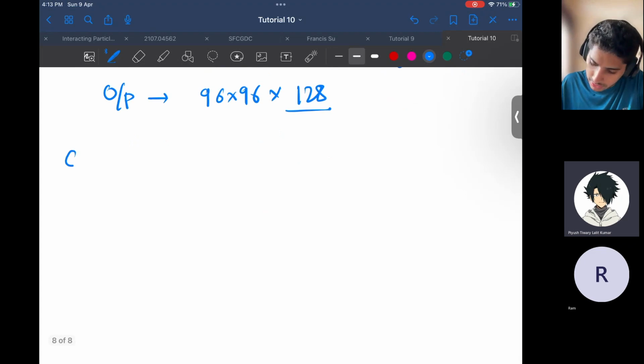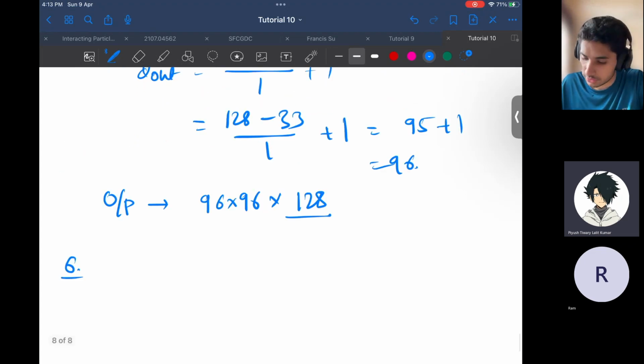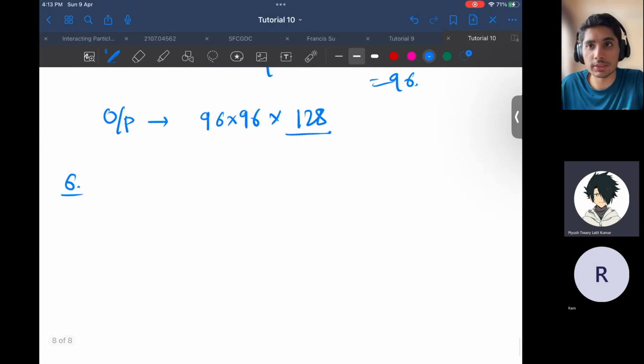Coming to the sixth question. So this was fifth, right? Yeah. So coming to the sixth question. The sixth question is asking us, what are the new innovations used in GoogLeNet that led to better results?